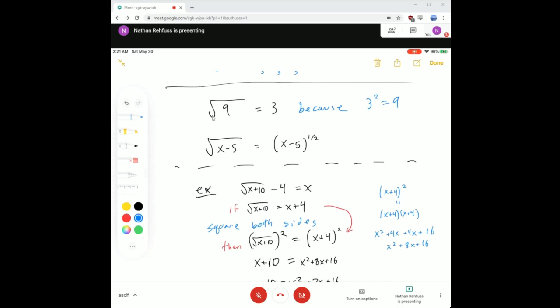Let's talk about radical expressions and solve a few equations involving radicals, and then we'll be done with this section. So, just as a reminder, I could say the square root of 9 equals 3 because 3 squared equals 9. So square root is the opposite of squaring.